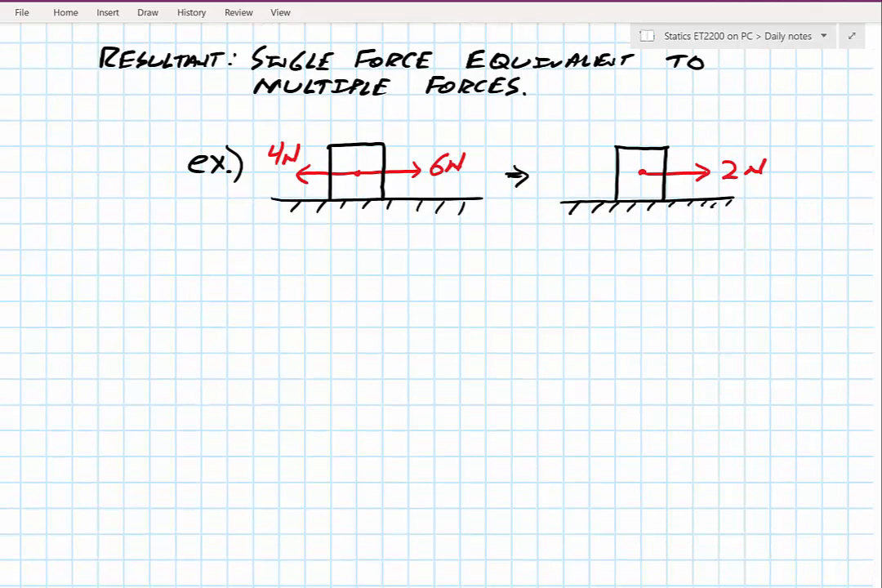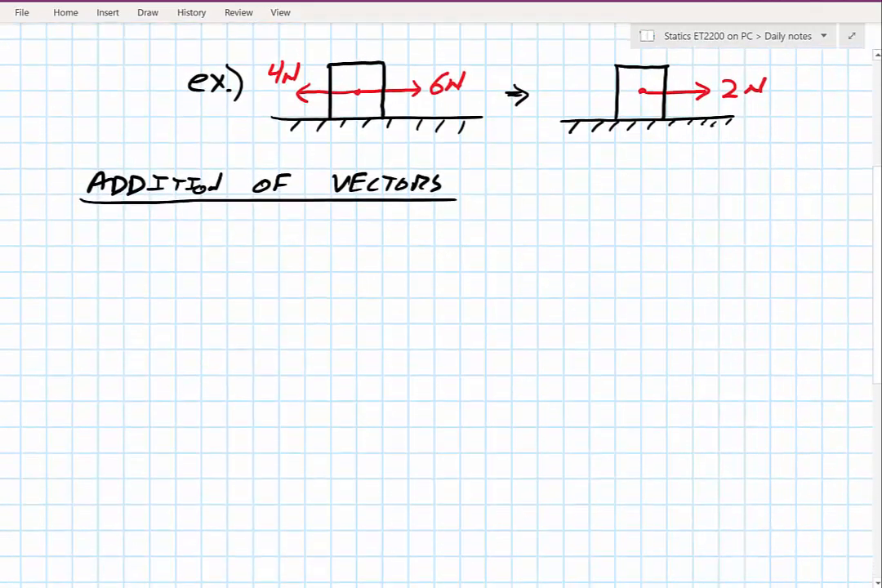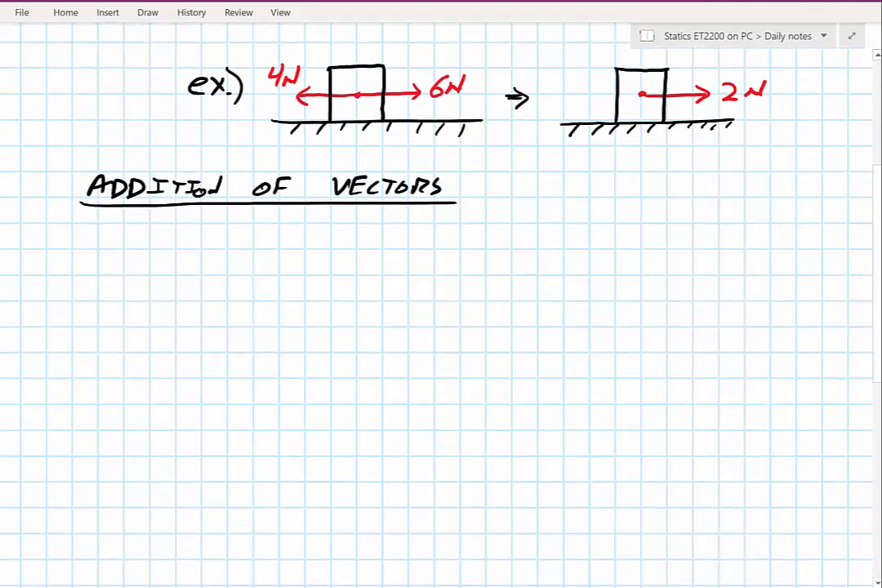Now, that was nice and easy because it was all linear. Of course, things get much more complicated when they aren't as linear, so let's talk about some additional ways that we can add these vectors together. Addition of vectors. So the first method I'm going to talk about is called the graphical, or the parallelogram method.